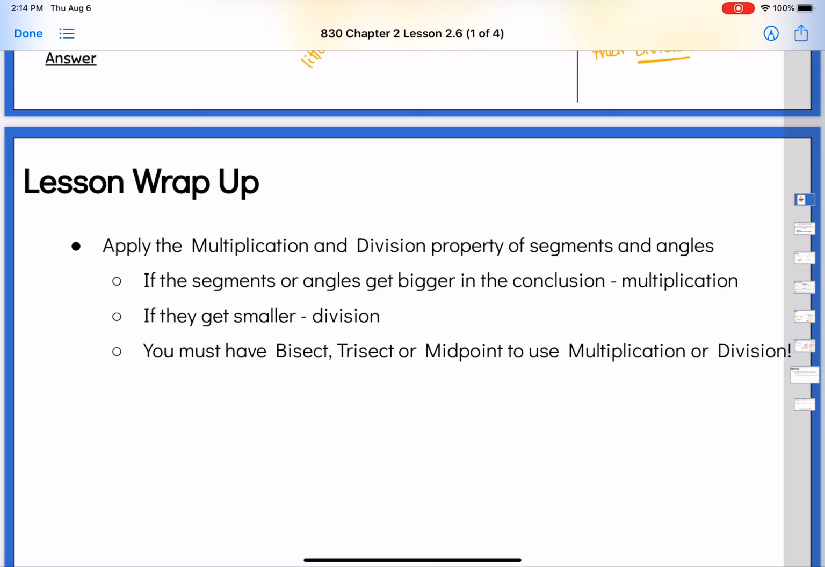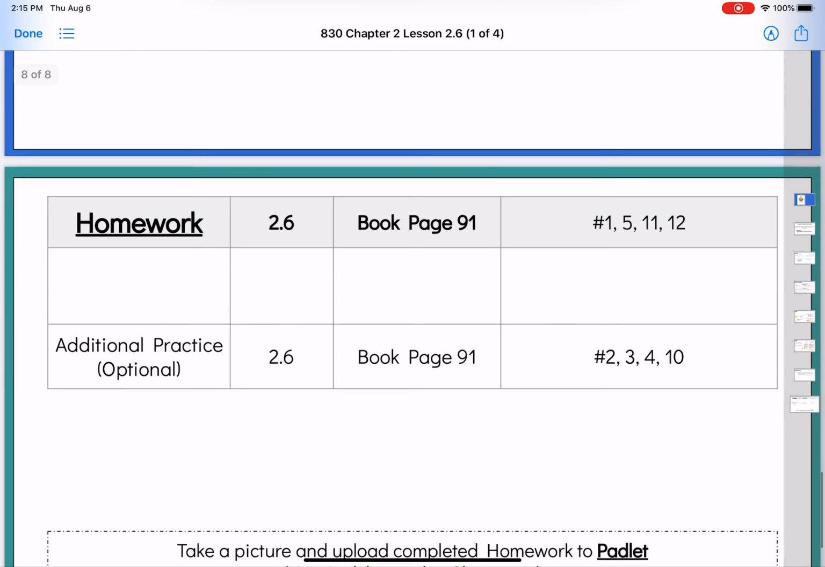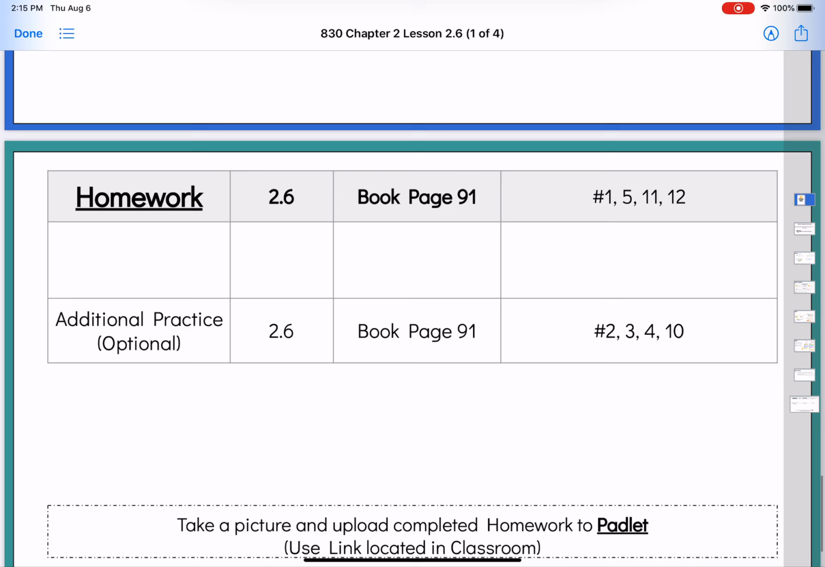So hopefully now that you've seen those, you'll be able to use those in proofs and get a little better at it. Homework for tonight, page 91, you've got those 4 problems. Definitely, though, if you're getting confused, if you're getting some of them wrong, got to copy that from the answer key, definitely take a look at those optional extra practice and ask your teacher some questions.